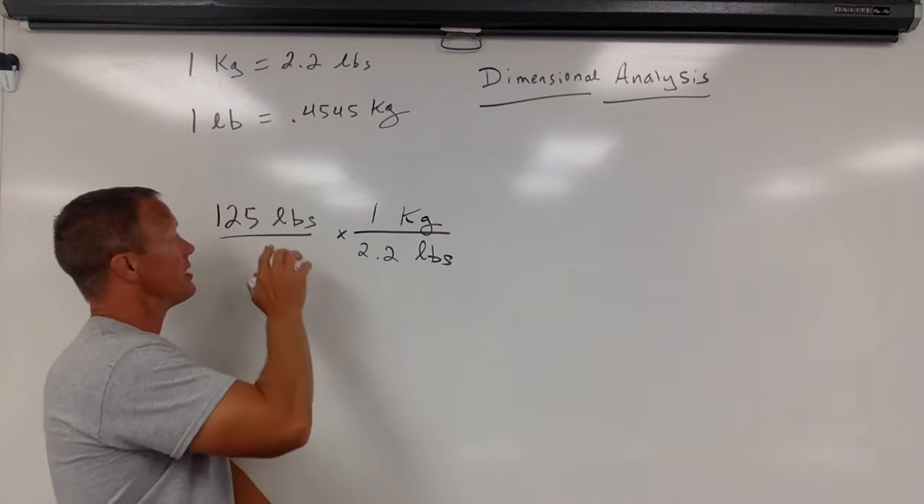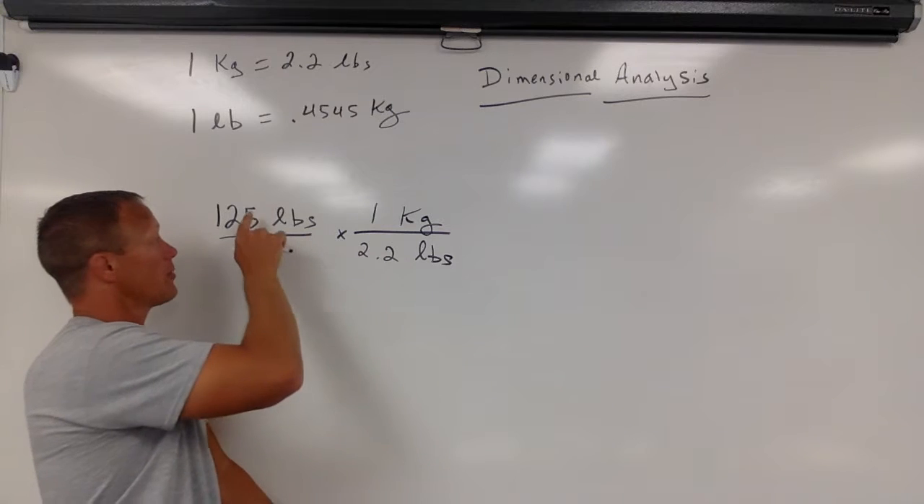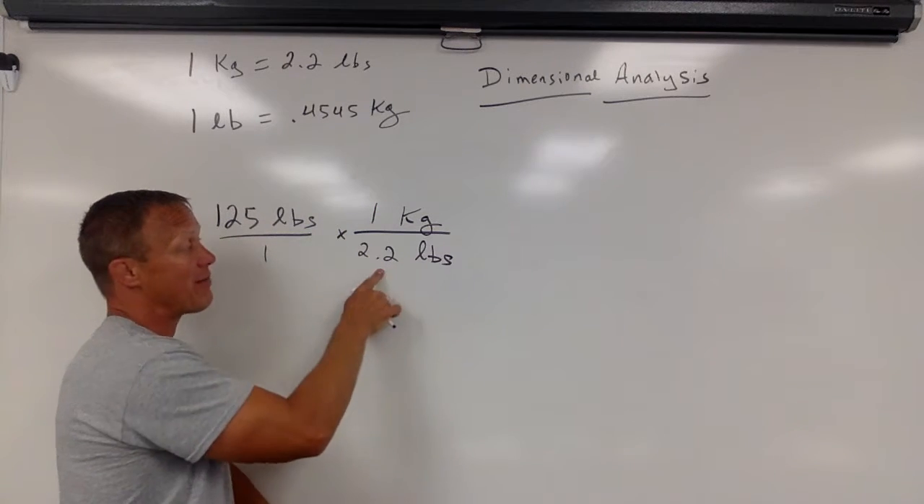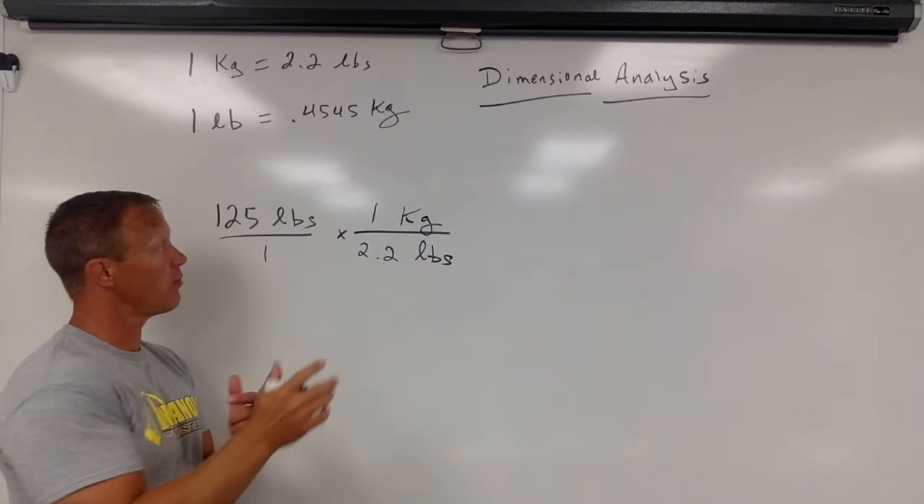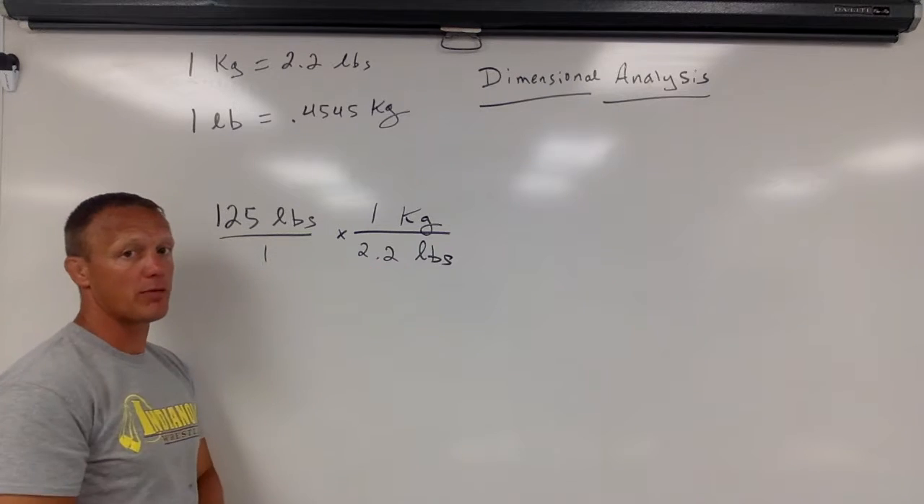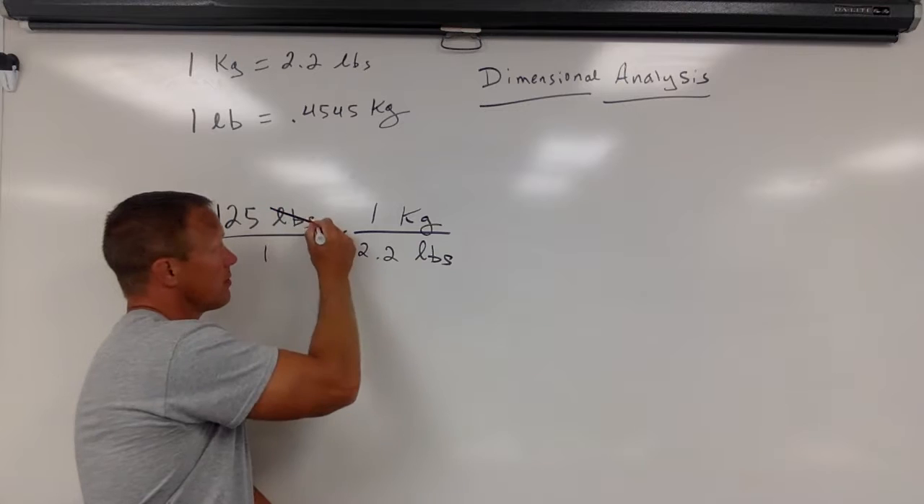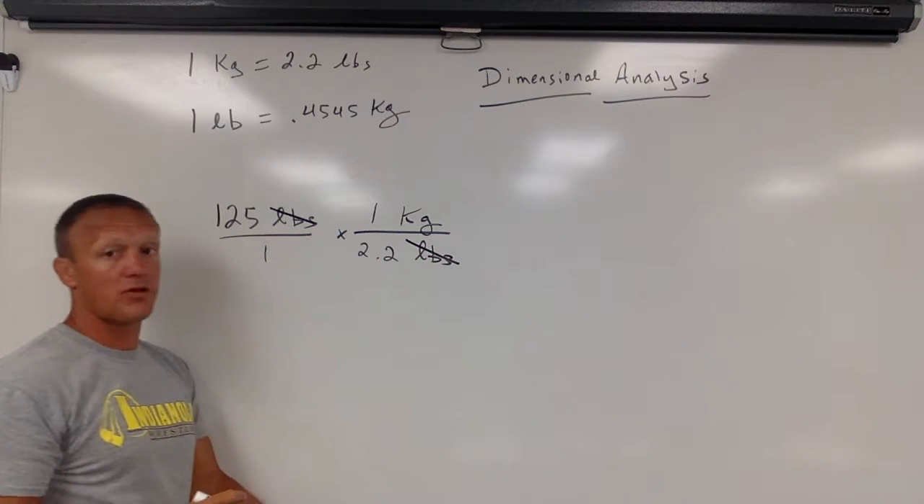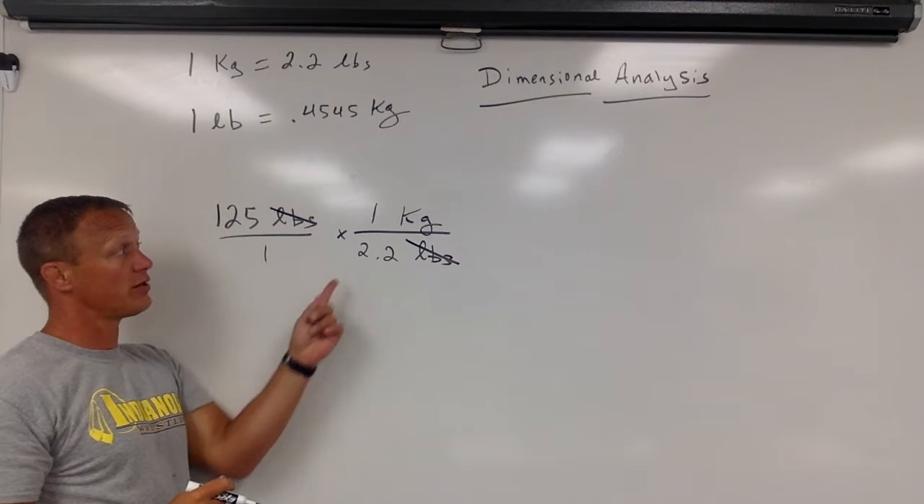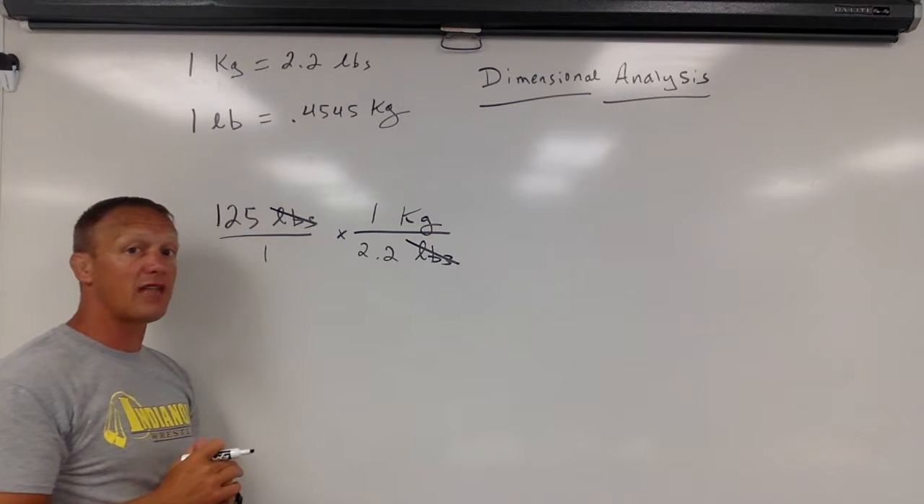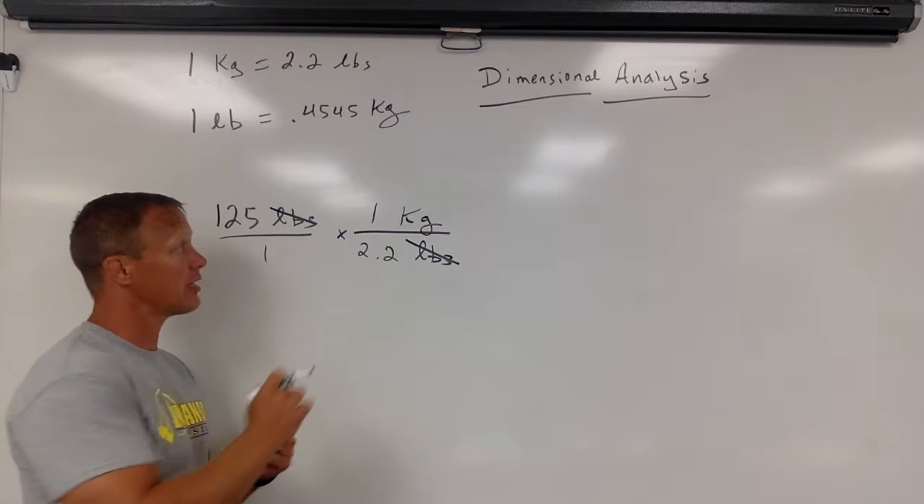So what that tells me is, this is again a multiplication problem. I'm going to multiply 125 times 1 divided by 2.2. So my labels told me I needed to divide by 2.2, not multiply by it. These labels cancel. The labels are gone. The numbers are still there, 125 and 2.2. The label we have left is what we wanted. We wanted to get to kilograms.